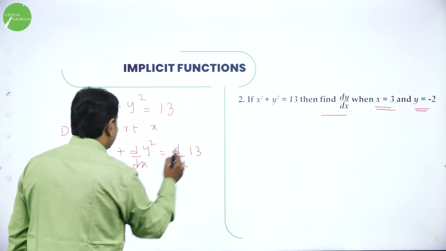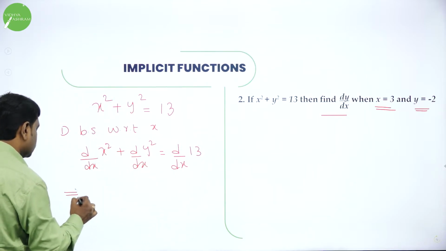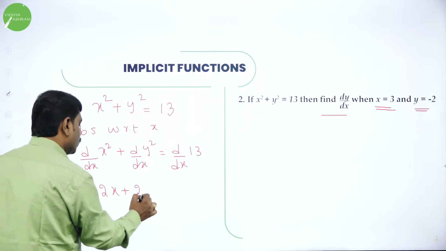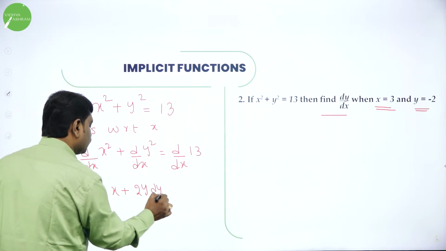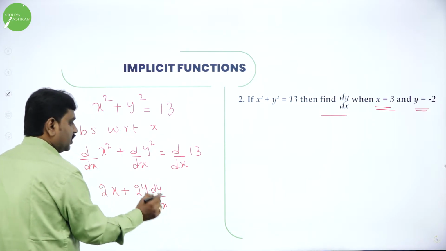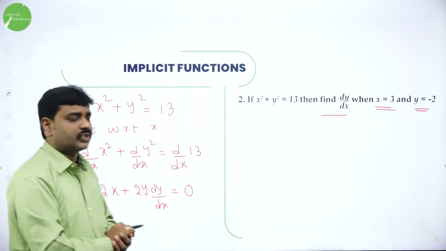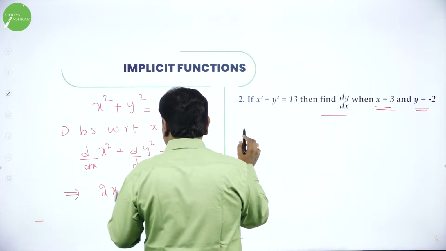So now you know, derivative of x square is 2x plus derivative of y square is 2y into dy by dx. So don't forget this dy by dx, is equal to d by dx of 13. 13 is a constant, derivative of a constant is 0. So now next, transfer 2x to that side.